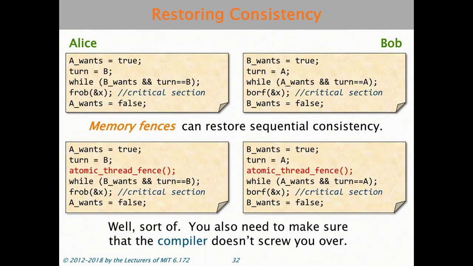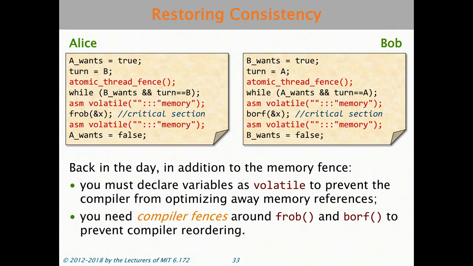You also have to make sure that the compiler doesn't screw you over, okay? And the reason the compiler might screw you over is that it looks at B wants and turn B. It says, oh, I'm in a loop here. So let me load the value and keep using the value over, and I don't see anybody changing this value. Right? So it loads the value, and now it just keeps checking the value. The value has changed on the outside, but it's stored in a register so that the loop will go really fast. Okay, and so it goes really fast and you're spinning and you're dead in the water, okay?